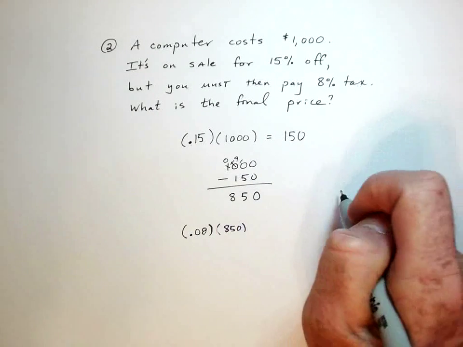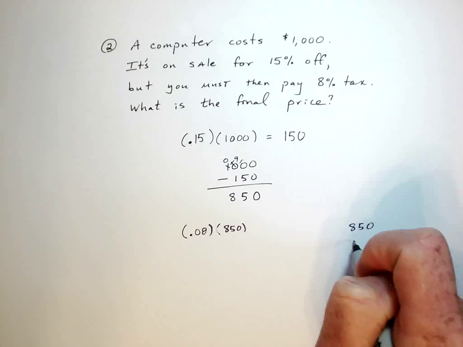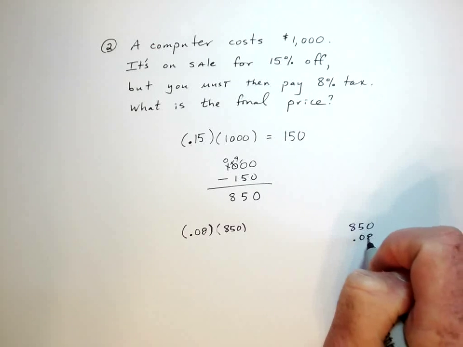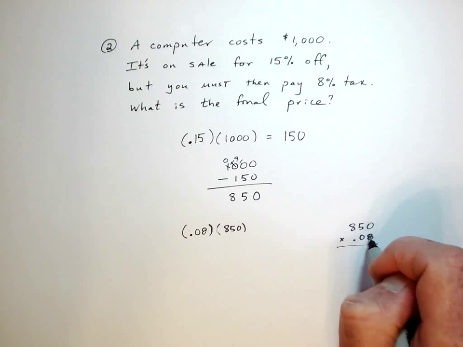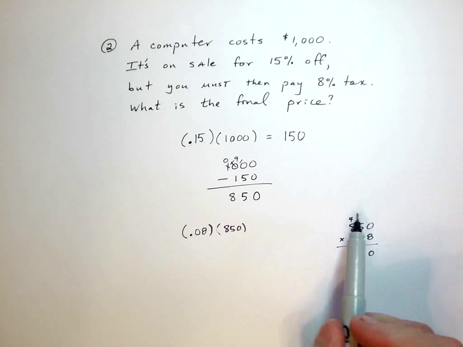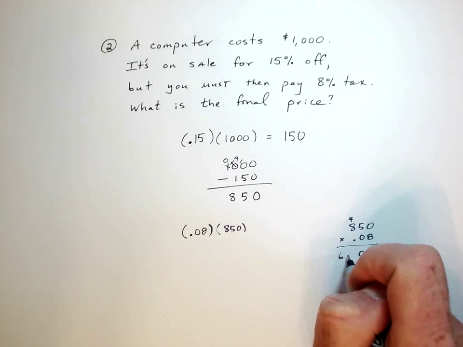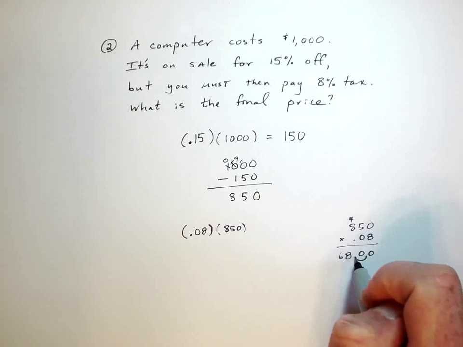So for this, I'll work over here on this side, 850 times 0.08. So this would be 0. 8 times 5 is 40. 8 times 8 is 64. And 64 with 4 more is 68. And then the rest of it would be 0 times something, so that's not really going to add anything to the problem. Now this says move the decimal place over by 2. So move the decimal place over by 2, and it belongs right here.